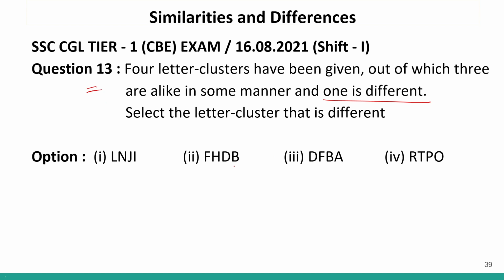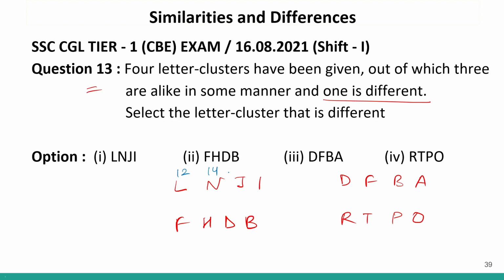Now, question number 3, we have to identify which one is different. So again, what we will do is we will treat them as different series. The first series is LNJI, then we have FHDB, then DFBA, and then RTPO. Let us quickly give them forward ranks. L is 12, N is 14, J is 10 and I is 9. Over here 6, 8, 4, 2. Then 4, 6, 2, 1 and R is 18, 20, 16 and O is 15.